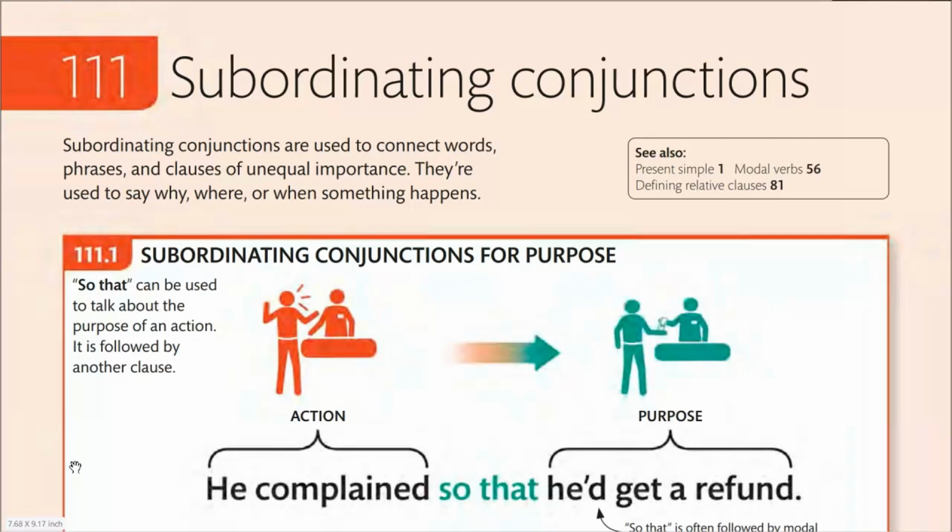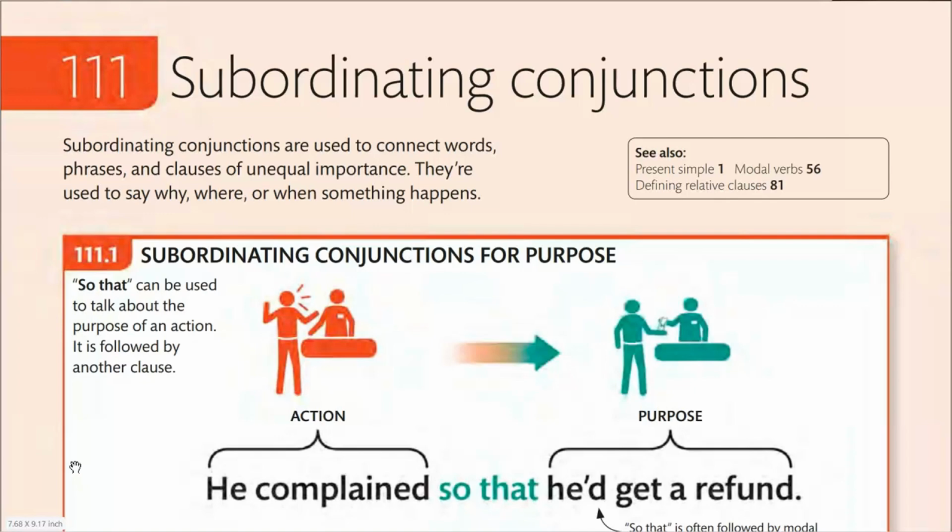Today we'll be talking about subordinating conjunctions. Subordinating conjunctions are used to connect words, phrases, and clauses of unequal importance. Yes, you need to understand that: of unequal importance. It is definitely different from coordinating conjunctions. Subordinating conjunctions are used to say why, where, or when something happens. So we are going to take each subordinating conjunction that we have one after the other.